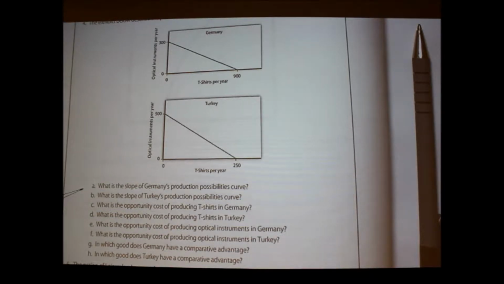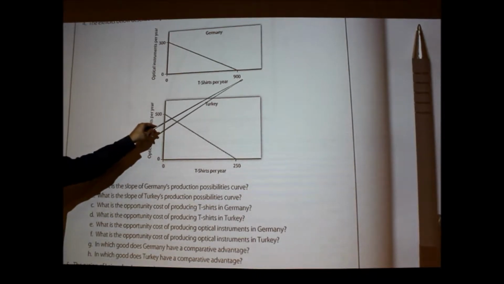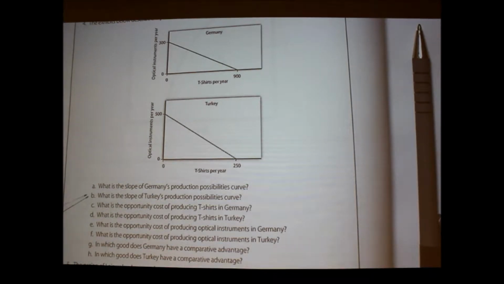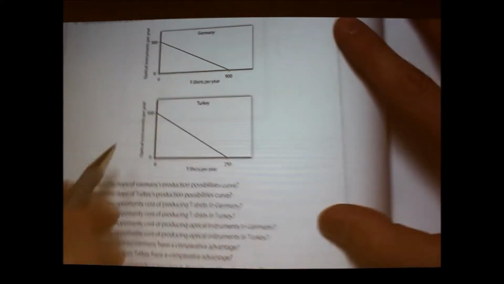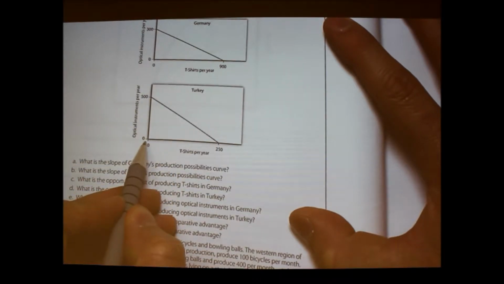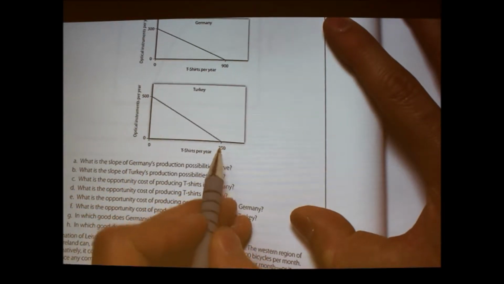What is the slope of Germany's production possibilities curve? Well, rise over run would be, if we go from here to here, negative 300 over 900, or negative 1/3. Obviously, those are downward sloping lines, right? So they're always going to be negative. What is the slope of Turkey's production possibilities curve? If we go from, again, here to here, we have negative 500 over 250, or negative 2, right?